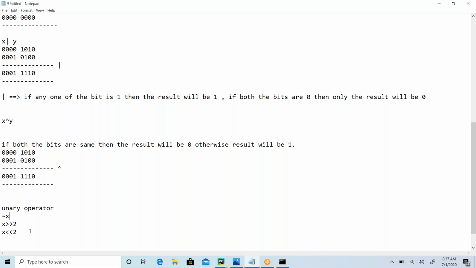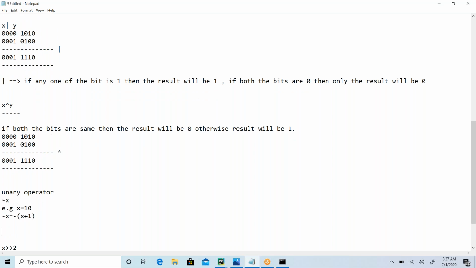Then let's understand about these operations. This negation operation is going to be so simple. I'll give you a simple equation, guys. Remember that tilde x, suppose x equal to 10. For example, the x value is 10. Now the equation for tilde x is equal to minus of x plus 1. This is the standard formula, simple.